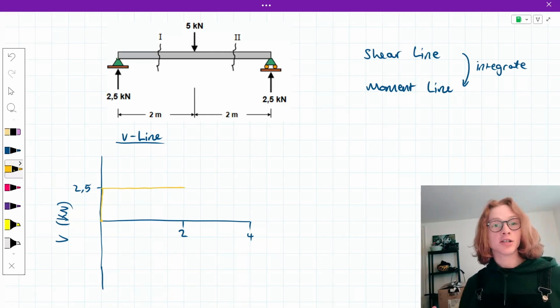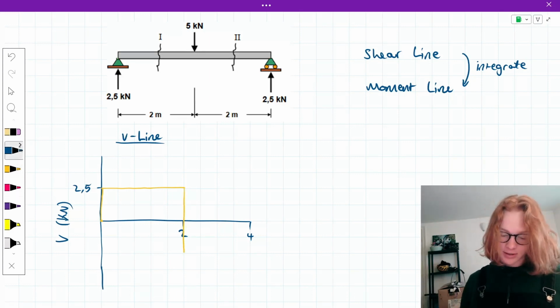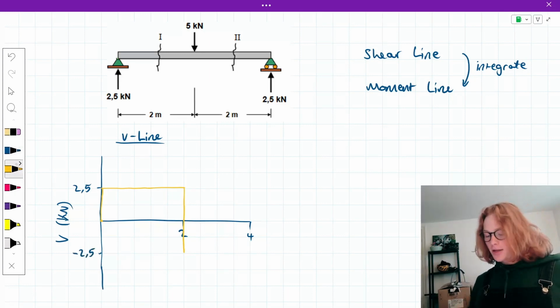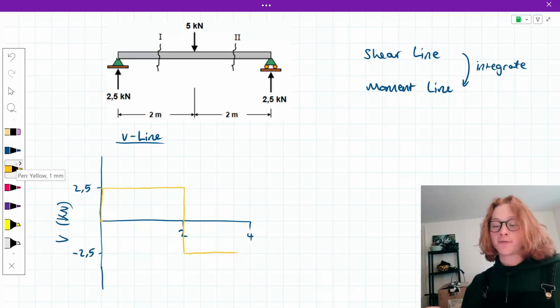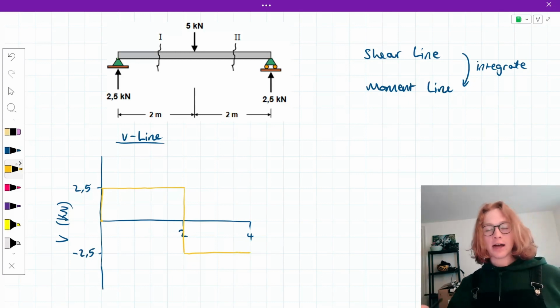Then we encounter another external force, which is 5 kilonewtons downwards, or negative 5 kilonewtons. So I'm going to go down by 5 kilonewtons, which takes me to minus 2.5. Then there's nothing else, so I'm just going to run along. I don't encounter another external force until 4 meters, where we encounter our final external force, which is 2.5 kilonewtons upwards. That takes us back to 0. And this is our V-line.